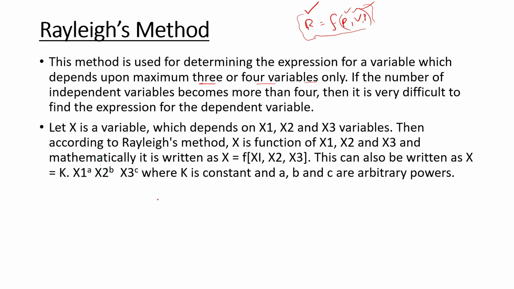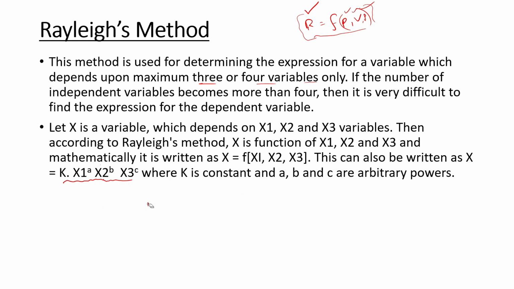Here x is a variable which depends upon x1, x2, x3 variables. Then according to Rayleigh's method, x is a function of x1, x2 and x3, and mathematically it is written as x is a function of x1, x2, x3. This can also be written as x is equal to k into x1 raised to a into x2 raised to b into x3 raised to c, where k is a constant and a, b, c are arbitrary powers.